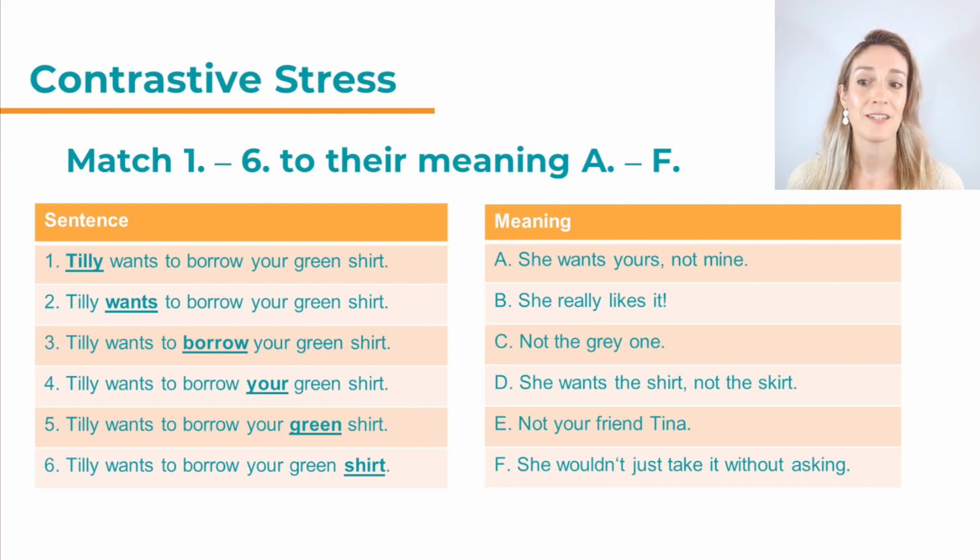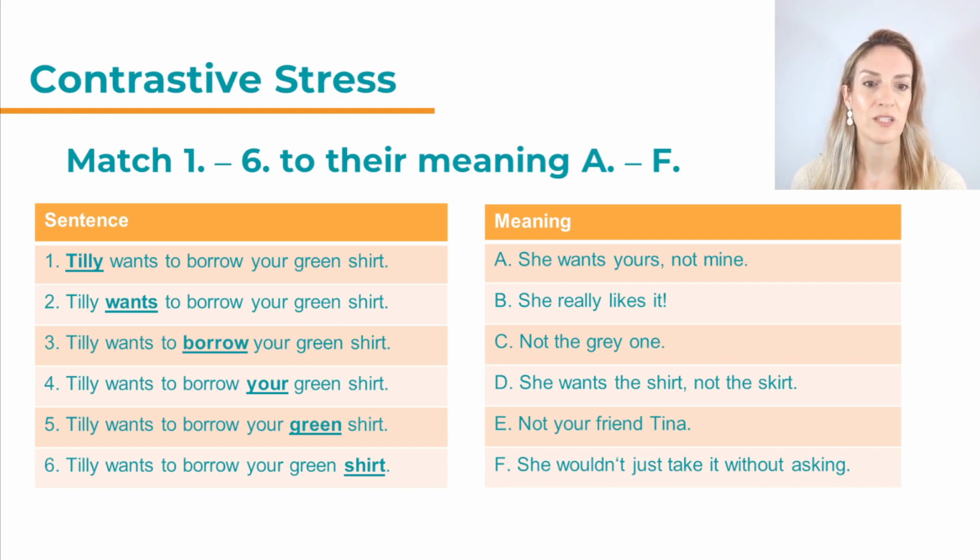And because we have 6 different words, we're going to literally move the stress from one word to the next. In number 1 to 6, you can see the sentences with the different stress. It's always the same sentence, but I'm going to move the stress along. On the next slide, on the right-hand side, you can see the various meanings of the sentence. Let's quickly read over those.